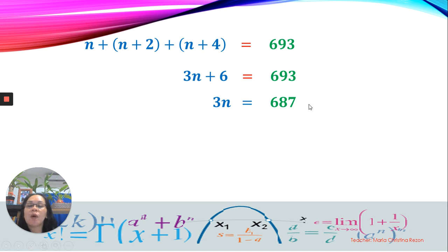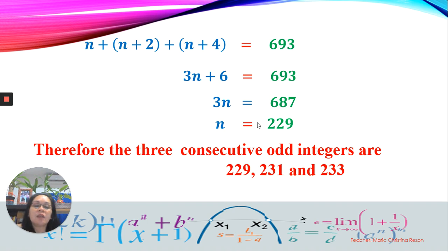And then simplify further, you will have 3n is equal to 687. Why 687? You have to move 6 to the other side, subtract 6 to both sides of your equation. So that makes it 3n is equal to 687. So your n is equal to 229. Now, since you are looking for the 3 consecutive odd integers, then you will have 229, 231, and 233.